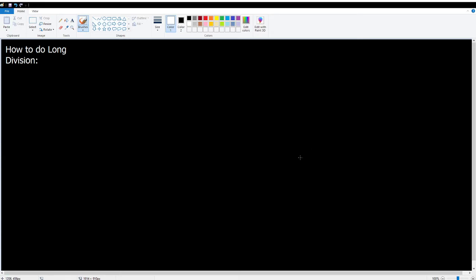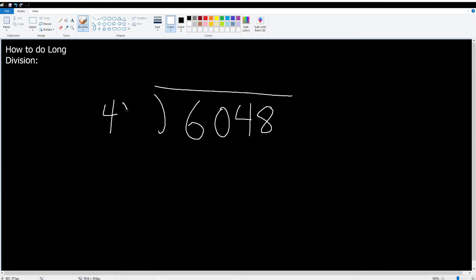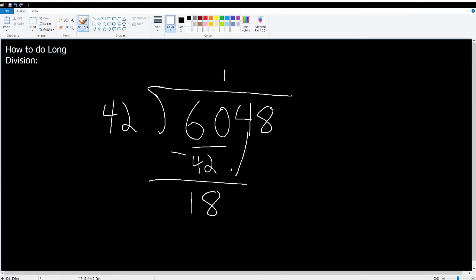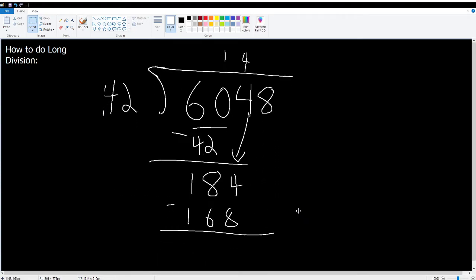All right, next one. We have 6,048 divided by 42. 42 goes into 60 one time, minus 42. Get 18. Pull down the 4, remember. 42 goes into 184 how many times? I believe it is 4 times. 4 times 40 is 160. 4 times 2 is 8, so it's 168. I'm probably going to run out of room here, so let me just shift this upwards.